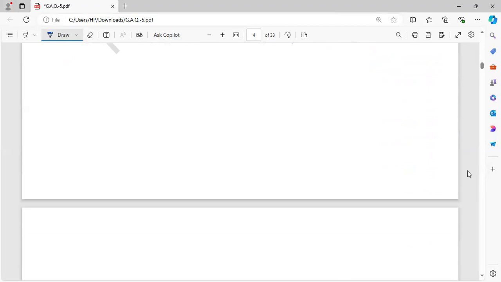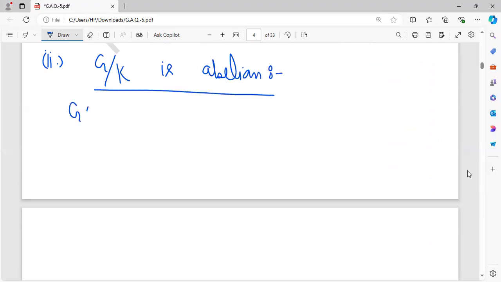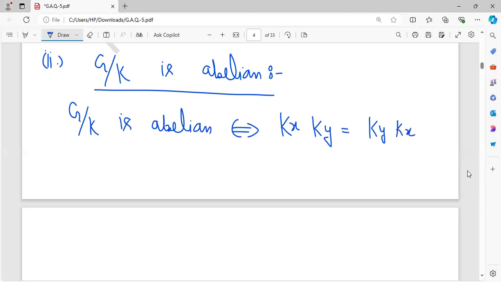Now the second part: G quotient K is abelian. We need to show this. So G upon K is abelian if and only if Kx Ky is equal to Ky Kx for all x, y belongs to G.